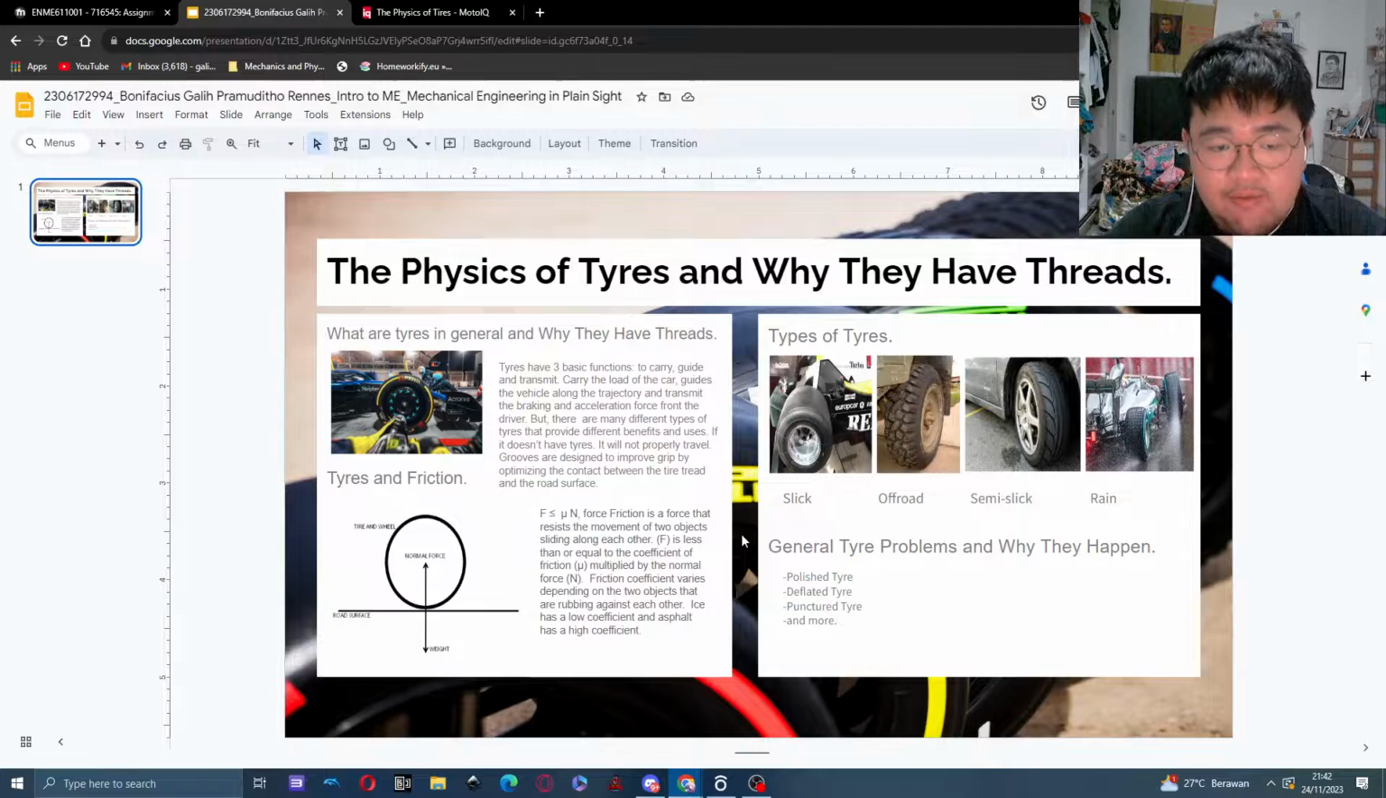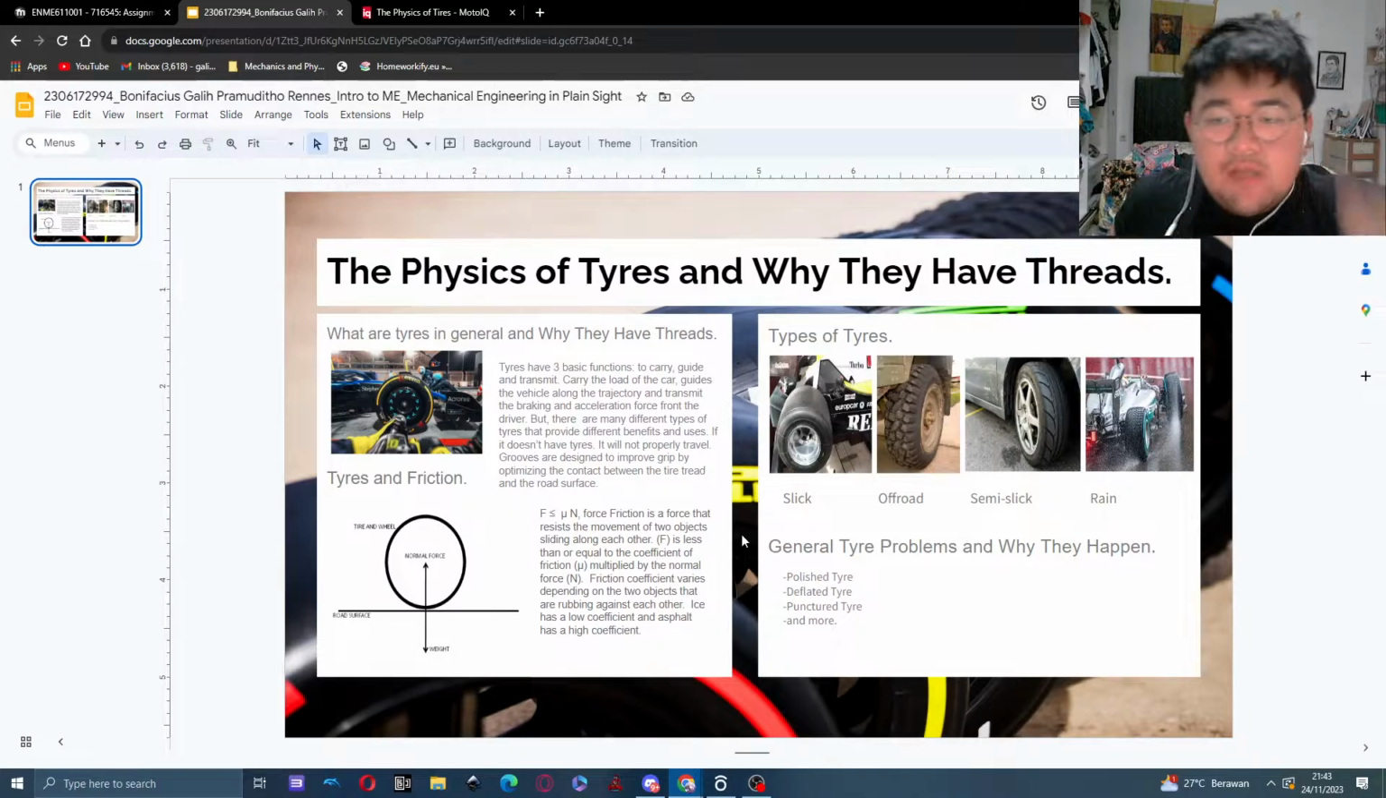Friction is the force that resists the movement of two objects sliding against each other. It is less than or equal to the coefficient times the normal force. Friction coefficient varies depending on the two objects that are rubbing against each other. Ice has a low coefficient, whilst asphalt has a high coefficient.